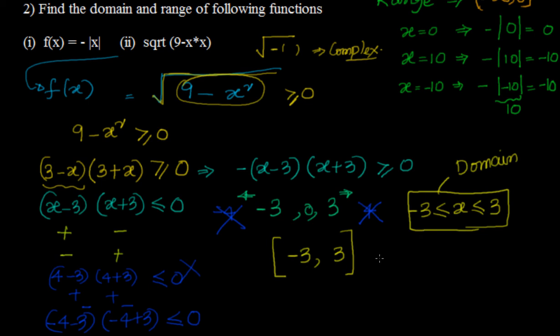Now I have to find out the range. What is the meaning of range? For all the values of the domain, I have to check what the range is. Okay, now I know the domain is between minus 3 and 3. So let me just substitute those values and see. What is my domain? Minus 3, minus 2, minus 1, 0, 1, 2, 3. Now first if I substitute the 0 value, what happens? Square root of 9 minus 0, that's nothing but square root of 9. Square root of 9 is nothing but equal to 3.